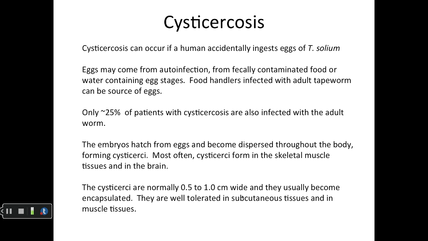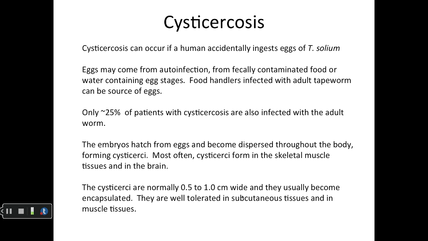It turns out that only about a quarter of patients that have cysticercosis also have the adult worm, and what that means is clearly they have acquired that infection from someone else. They don't have the adult worm, but they've been infected by another person that does carry the adult worm.